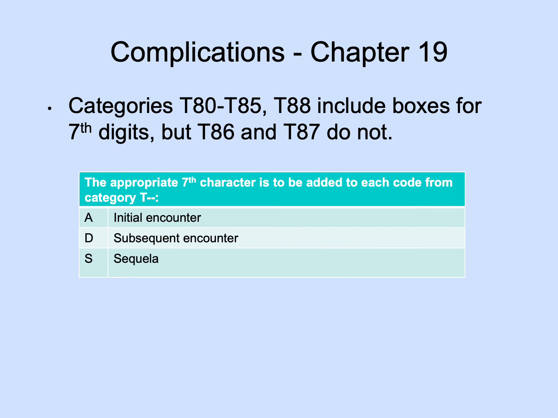So T80 to T85 and T88 include these boxes for seventh digits, but T86 and T87 do not. So these T80, T85, and T88 include seventh digit for initial encounter, subsequent encounter, and sequela. But T86 and T87 do not.